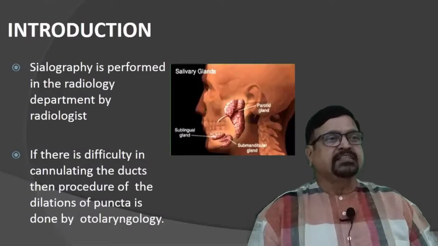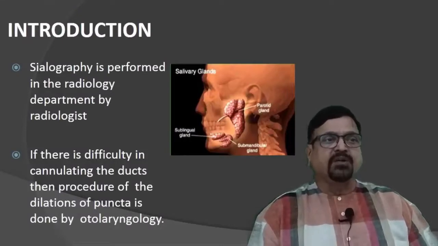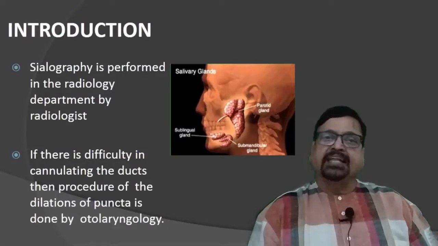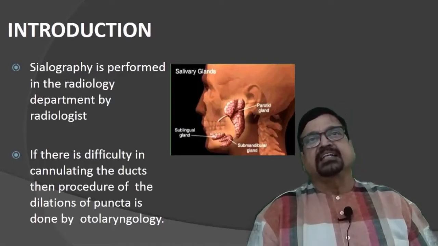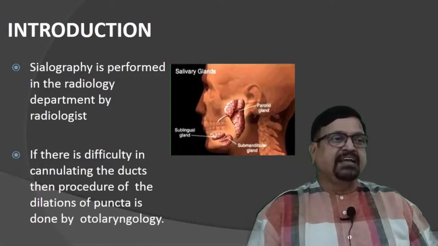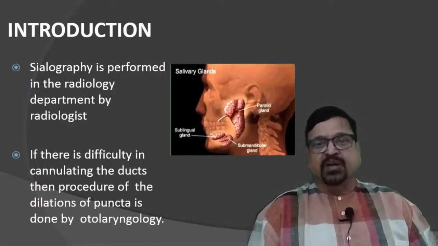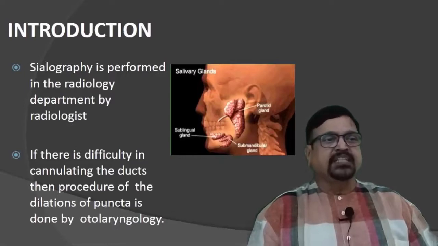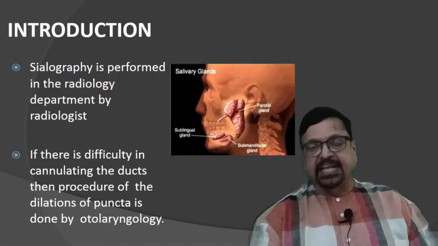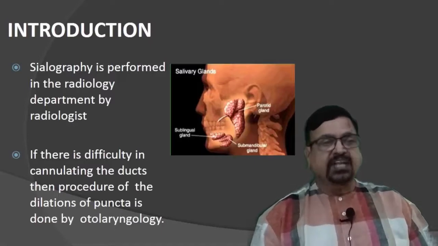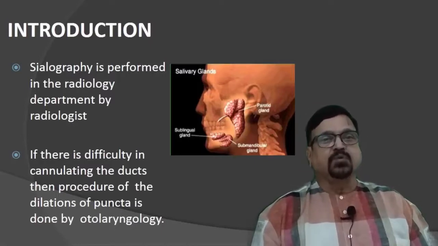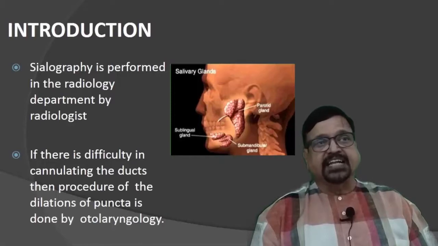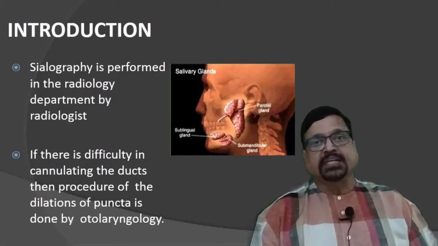Sialography is performed in the radiology department by a radiologist with a simple radiology machine, usually over 300 mA. If there is difficulty in cannulation, which we have not really found in our study except in one or two cases, then dilatation of the puncta is usually done by an ENT surgeon. In that condition, we call the ENT surgeons, they do the dilatation, and after the dilatation, we continue with our study.